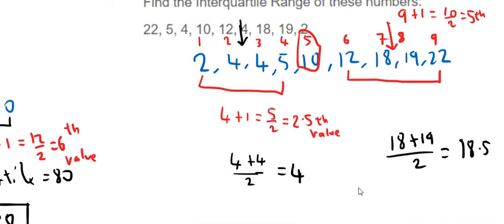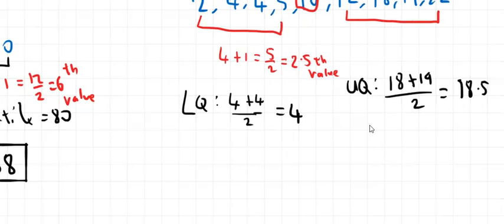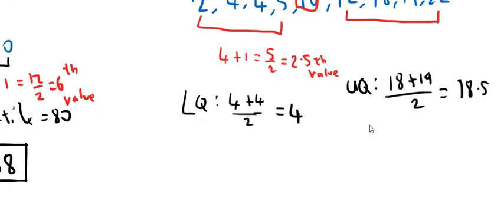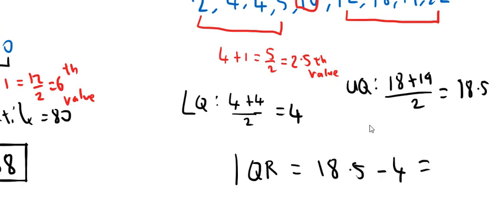So lower quartile, I'll just put there, and then upper quartile. So the interquartile range will be the upper quartile take away the lower quartile. So 18.5 take away 4, which is 14.5. So that's the final answer then.